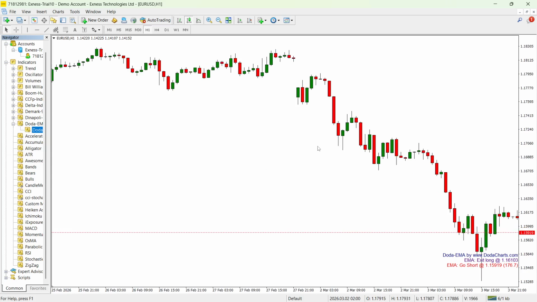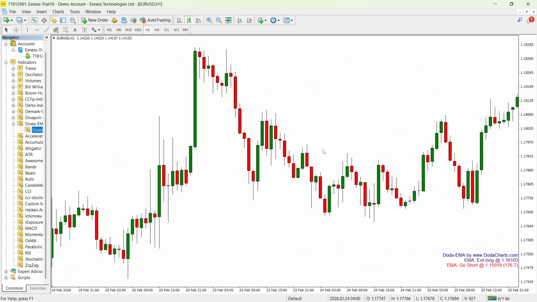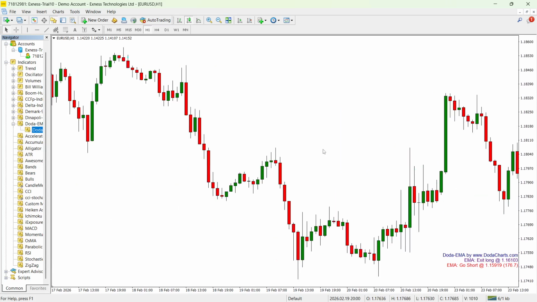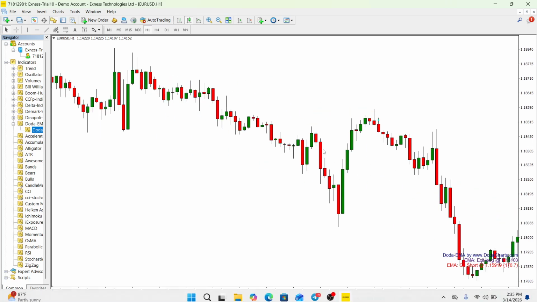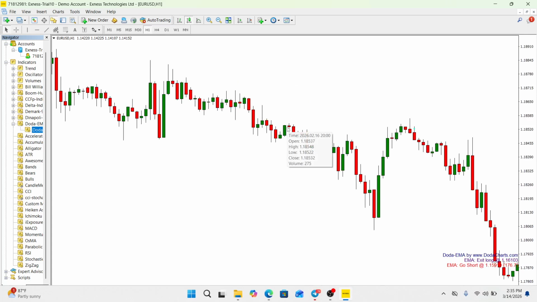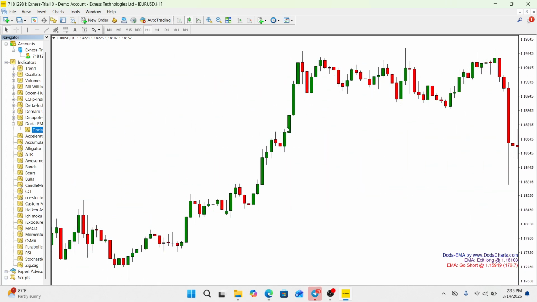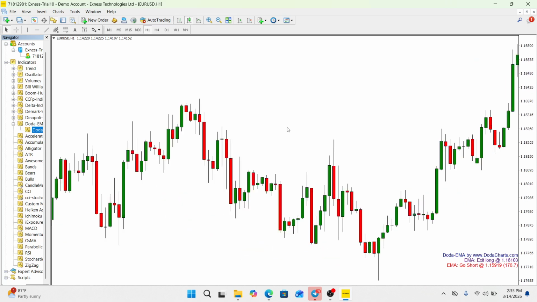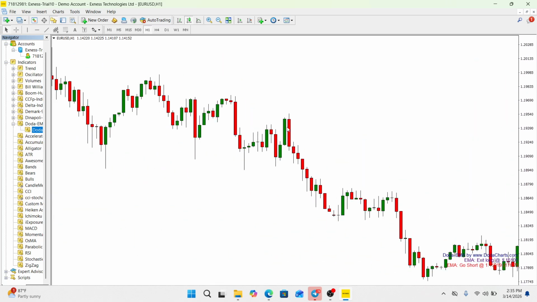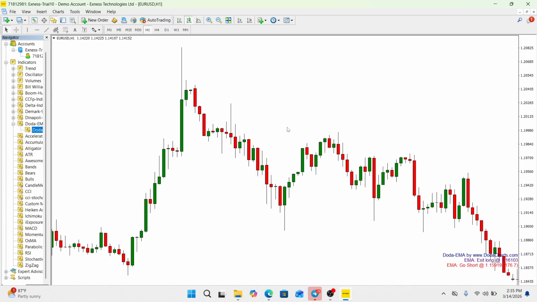As for who it is for and its limitations, the Doda EMA is best used as a filter for existing support and resistance or trend following strategies rather than a primary signal generator. It suits traders who want additional confirmation before entering trades. It is a visual tool only and does not execute trades. During major news events or high volatility periods, the signals may be less reliable, so always use it alongside your own analysis and risk management.